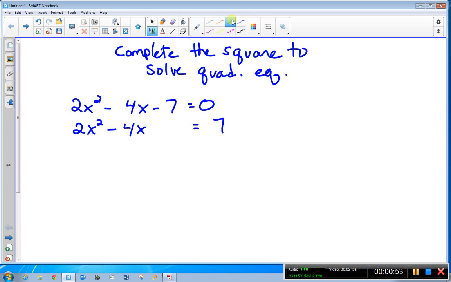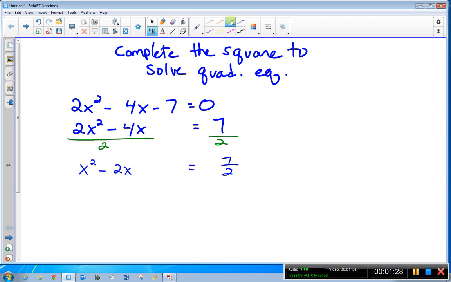And then we are going to, first we need to do something before I do that. We need to divide both sides by 2. Now, when you're doing completing the square, you cannot have the leading coefficient be larger than 1. So when we divide by 2, we will get x squared minus 2x, and that's going to equal 7 halves on the other side. Now this is much easier to do completing the square.